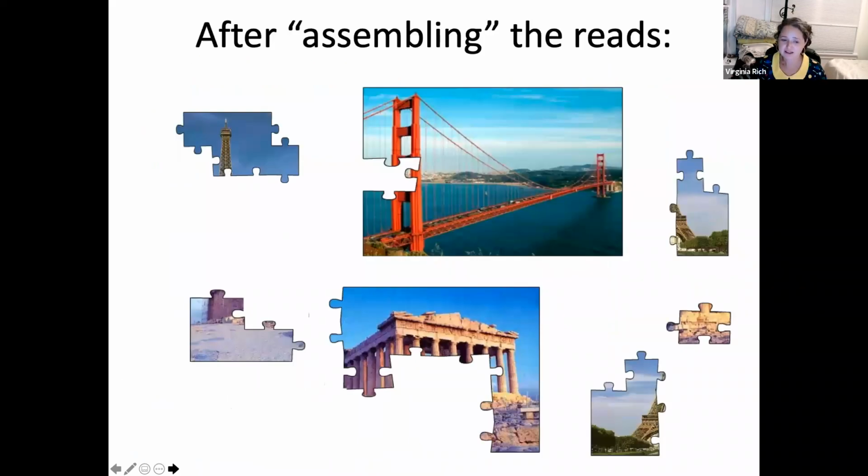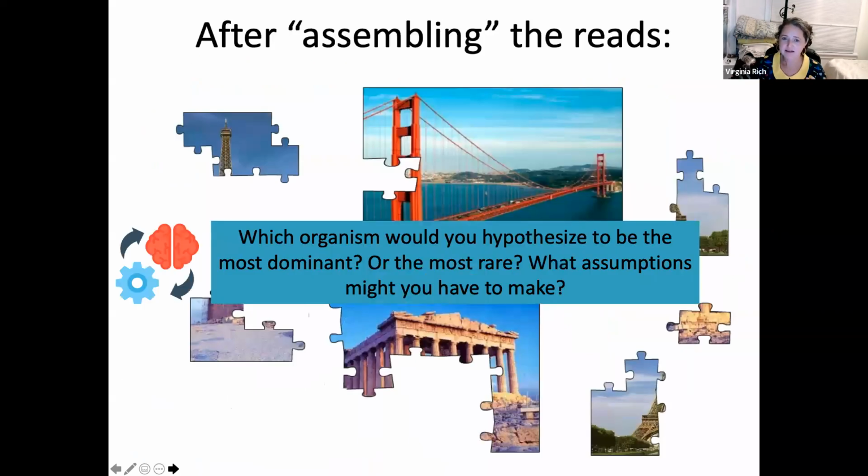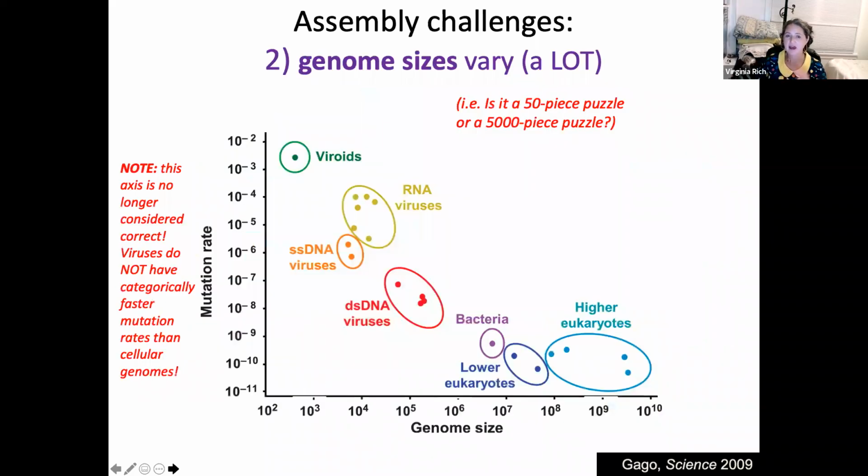Okay, so then after assembling the reads, you've got something like this. Oh, here we go. Which organism would you hypothesize to be the most dominant or the most rare? I.e., which puzzle is there the most copies of versus the fewest copies of? But what assumptions do you have to make in order to make that connection? Okay. And that brings us to another major assembly challenge.